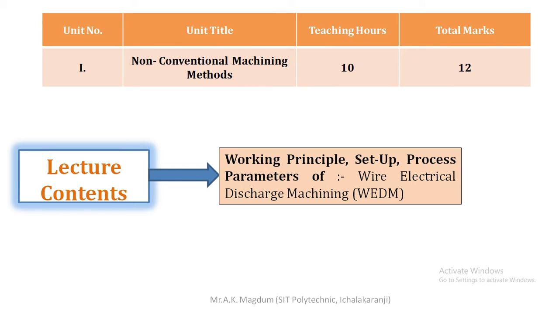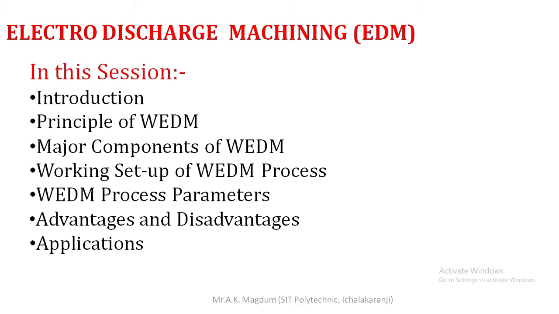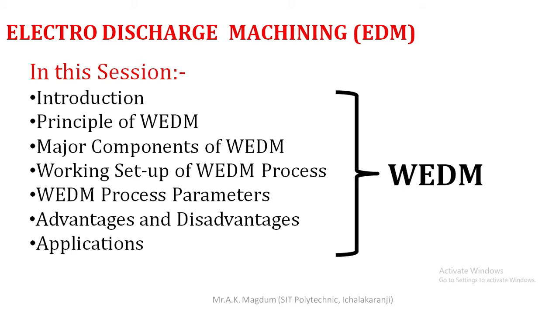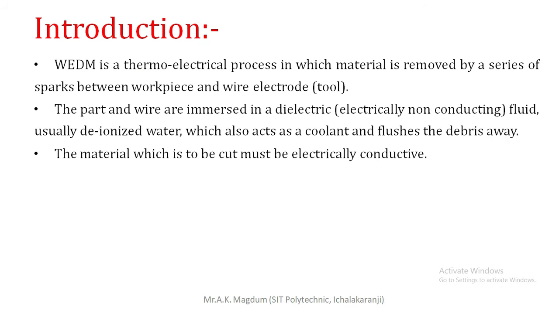There is the working principle, setup, and process parameters of wire electrical discharge machining. The brief contents of this session are: introduction, principle of wire EDM, major components of wire EDM, working setup of wire EDM process, wire EDM process parameters, advantages and disadvantages of wire EDM, and the last one is the applications of wire EDM. So this much content we cover in this session about unit number 1, non-conventional methods, for the subject of advanced manufacturing process. So let us begin with the introduction.